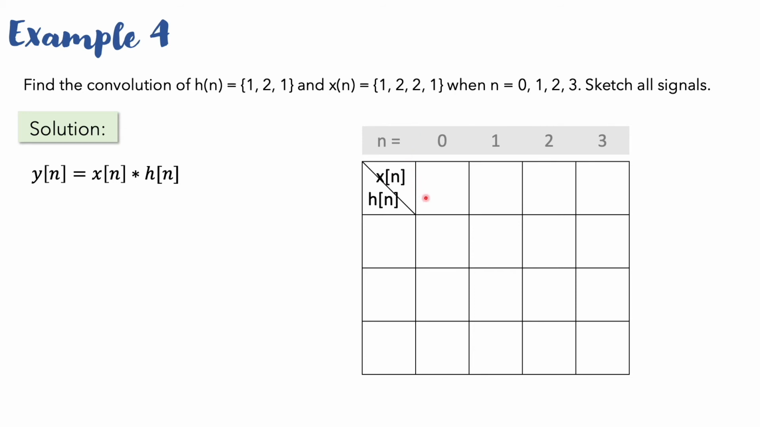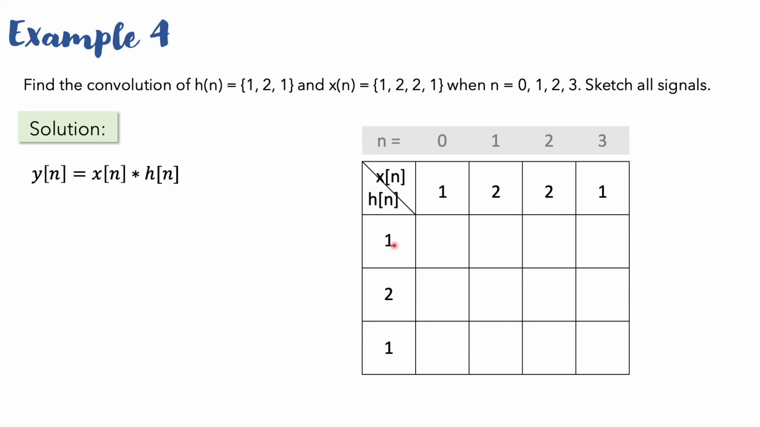Then we will fill these according to the sample position in the sequences. So first, in the top row we will write the values of xn, and in the first column we will write the values of hn, like this. So 1, 2, 2 and 1. And on the vertical one here we will write the values of x: 1, 2 and 1.